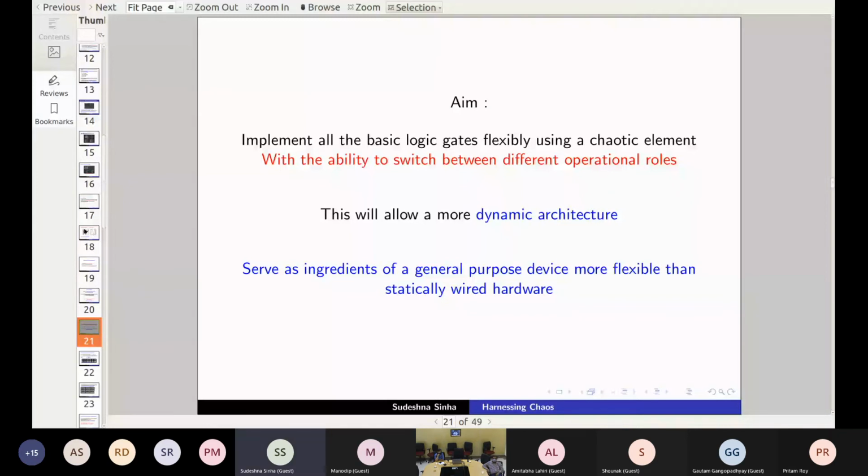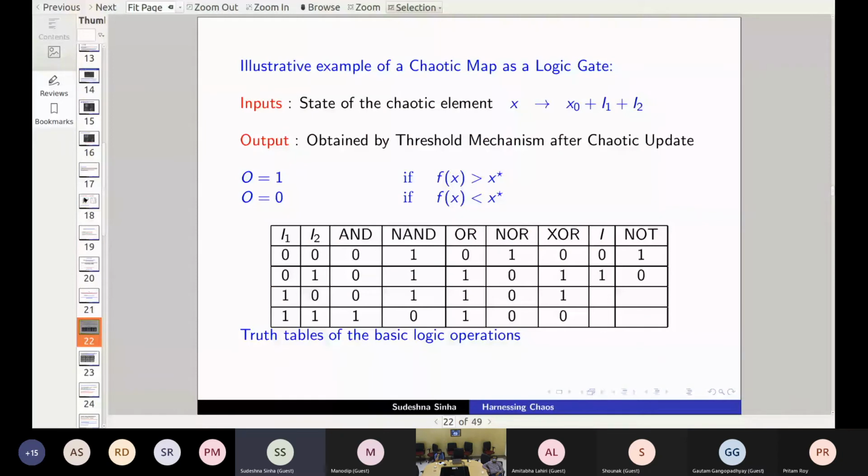So let me illustrate it with one object. Here is the good old chaotic map, the logistic map with quadratic, just Rx(1 minus x squared). Nothing more than that. I want to see if I can make it be a flexible logic gate, first in theory. So let me say the input is x, my initial state, and I just add I1 and I2. I1 and I2 are given by the user from the outside world. I give you some I1, I2, and see what happens. And the output is just this: if it is greater than some threshold, it is 1. If it's less, it is 0.